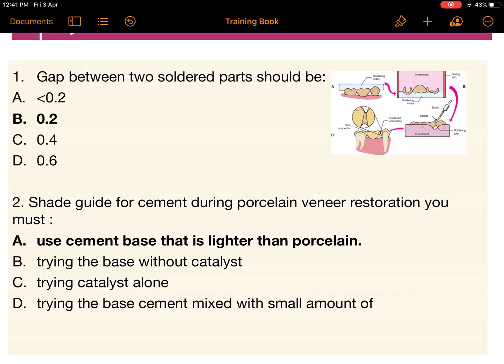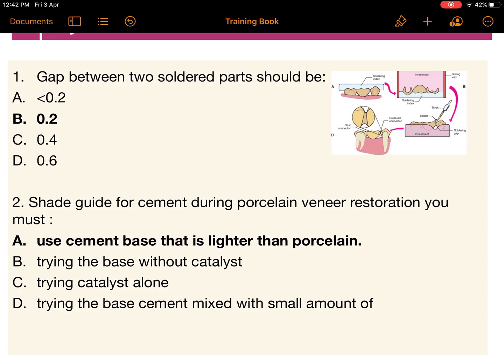Soldering, as you know, is a process of joining pieces of metal using a filler material, which is known as the solder. The optimum gap between two solder parts, they say, is between 0.05 millimeters to 0.2 millimeters. So if you look at the options, 0.2 would be the most ideal answer. So the correct answer would be 0.2 millimeters.